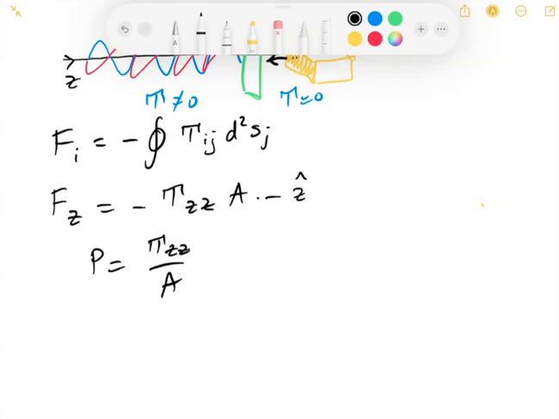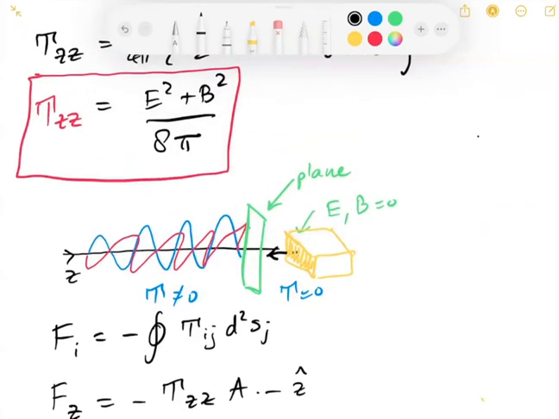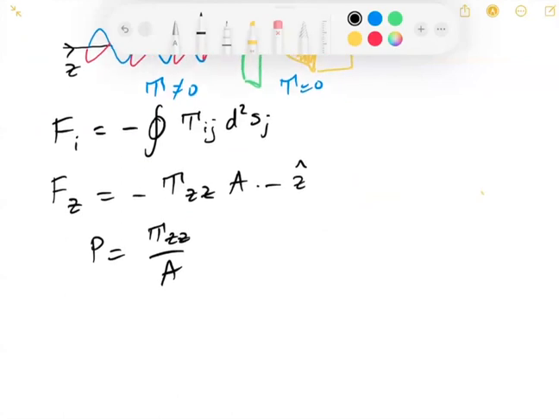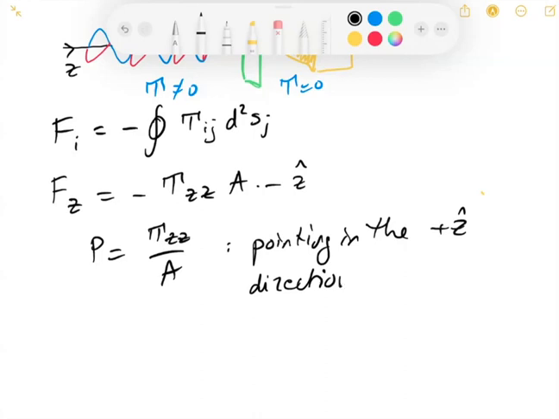And TZZ we know because it's this expression, it's E squared plus B squared over 8 pi. Now, important thing, this is a pressure. The pressure is pointing in the plus Z direction. And in fact, TZZ is always positive or 0. It is never negative, right?